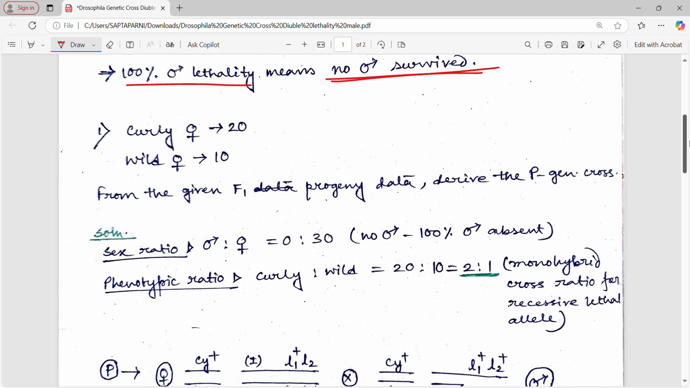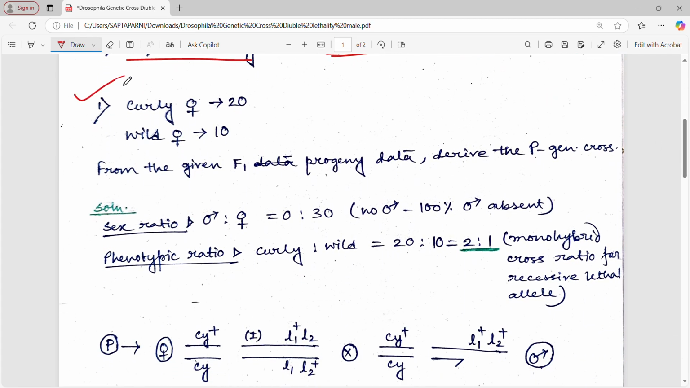See here, the question says this is the data of F1 progeny. Okay, where you can see only females are there, Curly winged females and wild type females. Okay, and their respective numbers are given, and you have to derive the P generation cross from here.